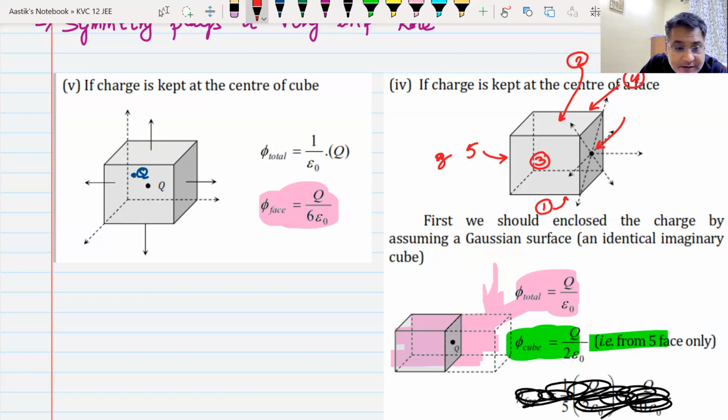Okay. Remember, symmetry plays a very important role in Gauss law. And I've seen questions on this. That's why I'm spending so much time on this, for you to understand symmetry. Have you noted it down? Everyone?